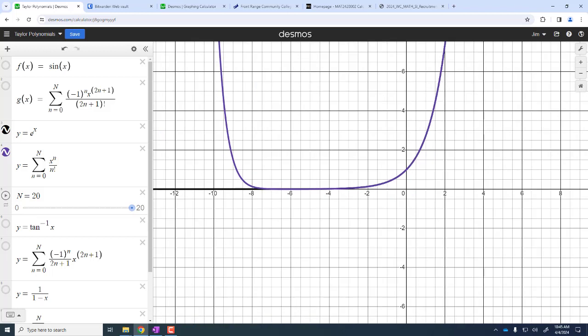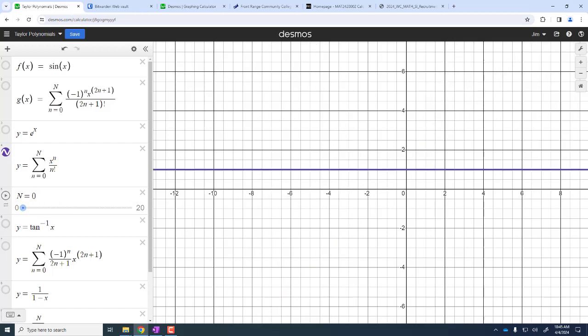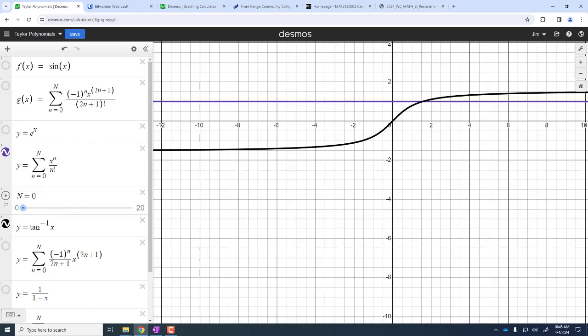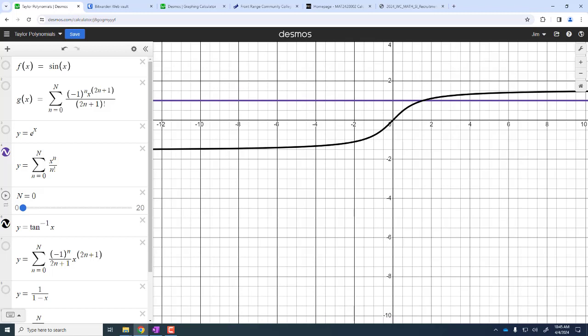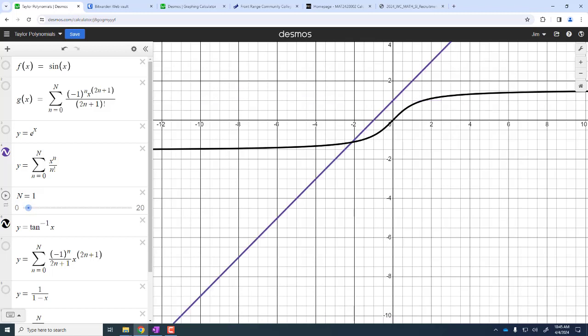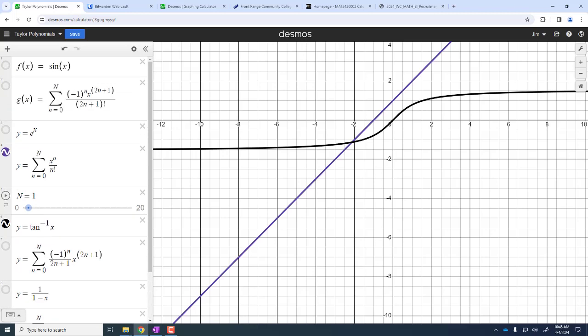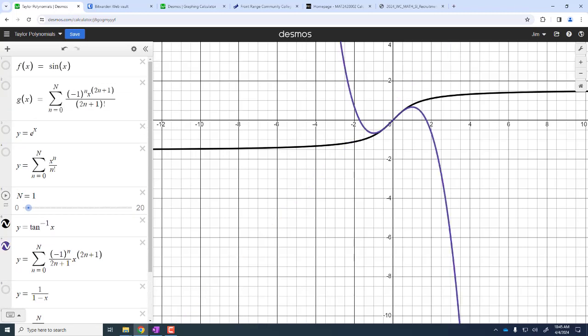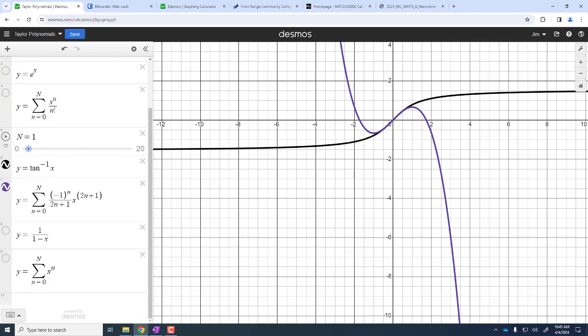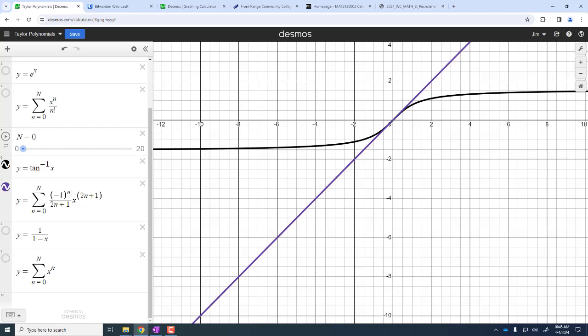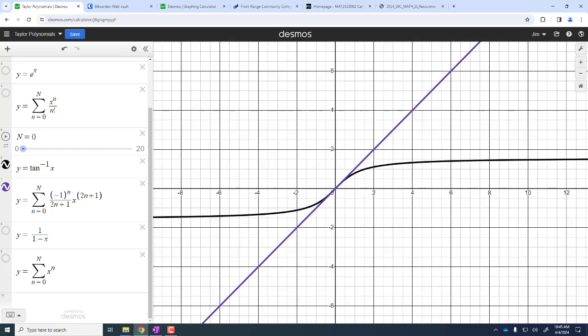Let's look at another function. So let's take off e to the x. Here's the arctangent function. So there's the arctangent function in black. Here's the one. So that one's the tangent line here. So let me get to 0. So when n is 0, we're going to have power of 1 on x. So that's the tangent line.